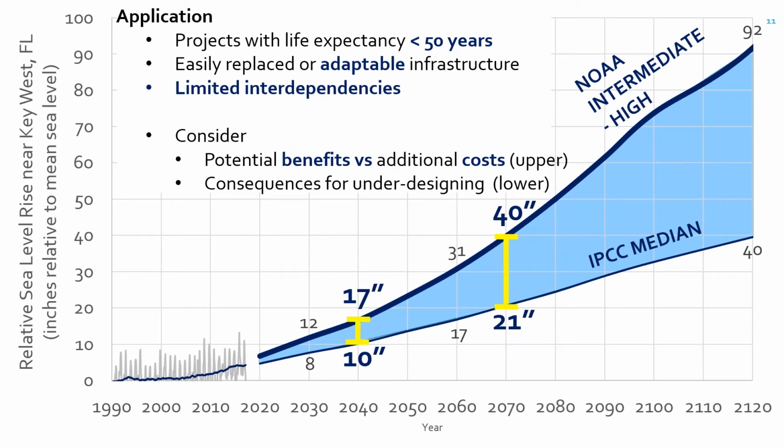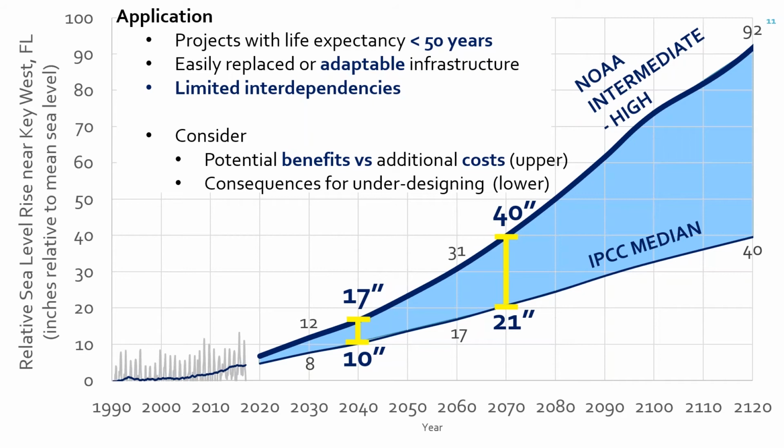Projects that are easy to replace, maybe it's a pipeline that is going to be replaced every 10 years, or maybe it's adaptable infrastructure. It's a seawall that you can add a cap to in order to make it higher to resist tidal flooding during this 50-year horizon.